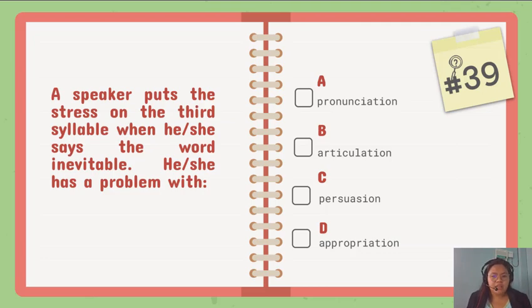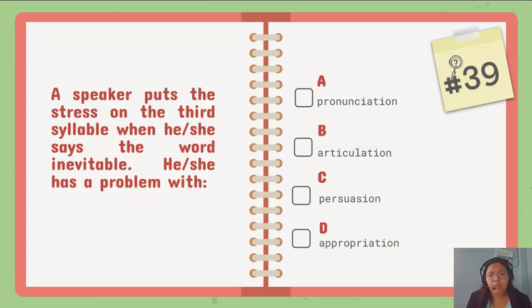Number 39. A speaker puts the stress on the third syllable when he or she says the word inevitable. He or she has a problem with A. Pronunciation, B. Articulation, C. Persuasion, or D. Appropriation. The correct answer is A.